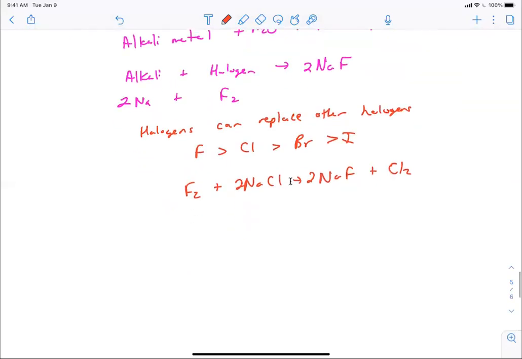Another way to look at this is ionically, where it's just this. The Na doesn't actually do anything, it's just a spectator ion. It's just there to bring the ion species into the solution, but it never reacts itself.